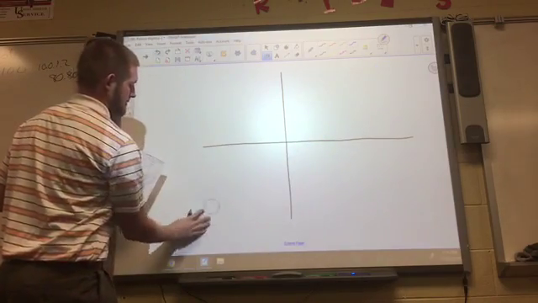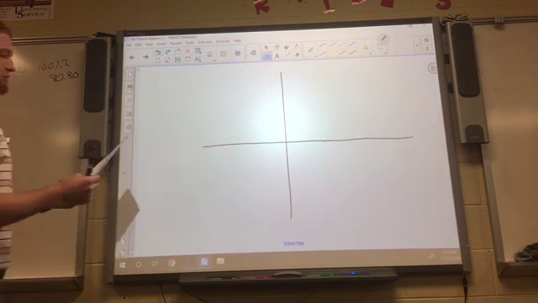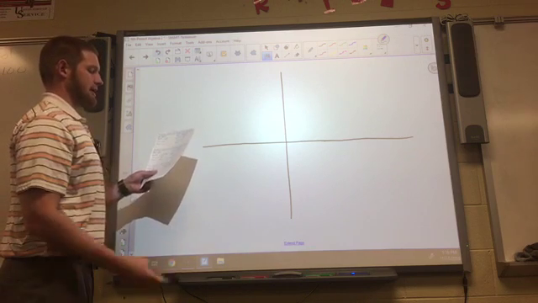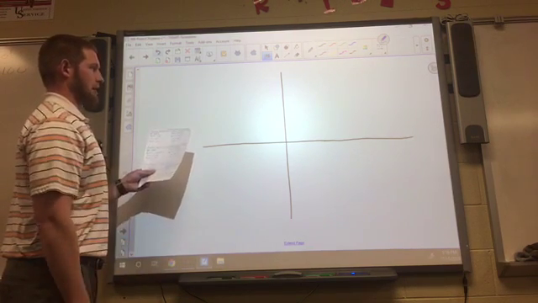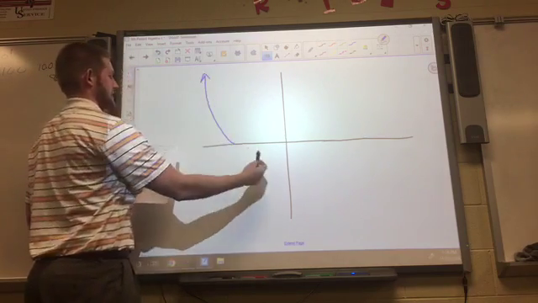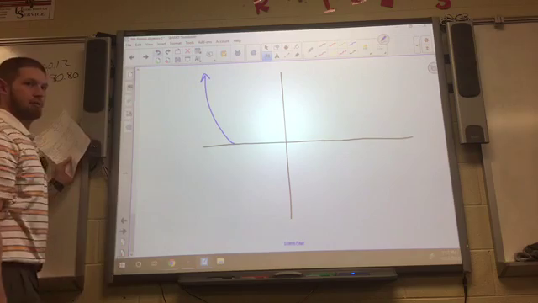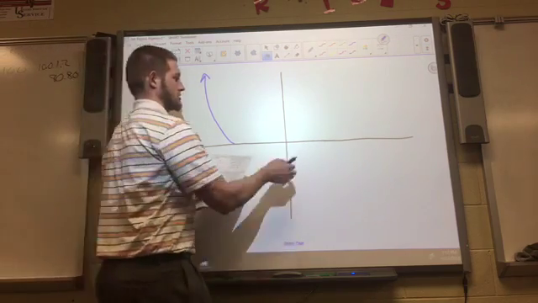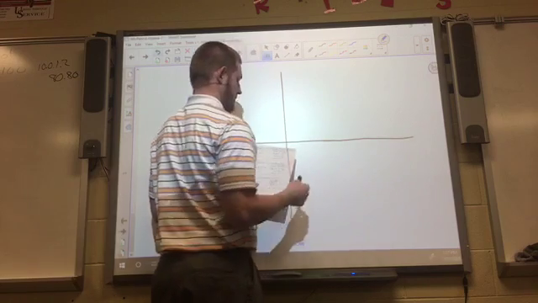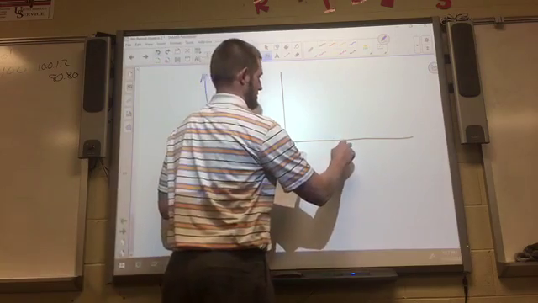I have the next one. If I go over to the right, my degree is still odd, but now my leading coefficient is negative. So if my degree is odd and my leading coefficient is negative, on the left side, where does my y go? Up. It says f of x approaches positive infinity as x approaches negative infinity, meaning as my x goes left, my y is going up. What happens as x approaches positive infinity? It goes down. f of x approaches negative infinity as x approaches positive infinity.